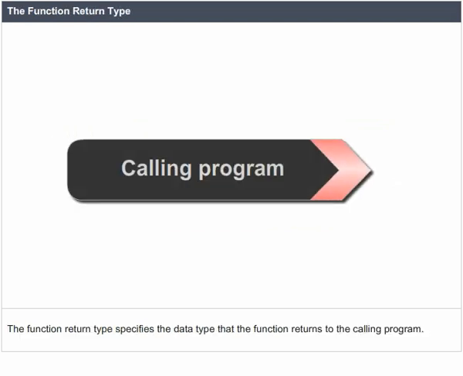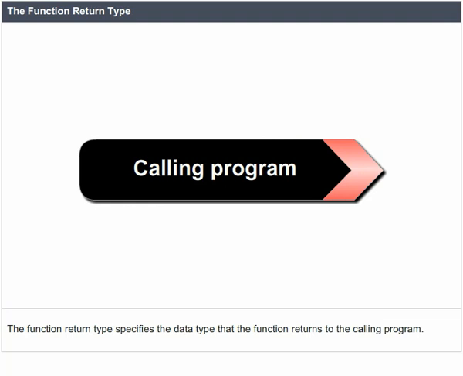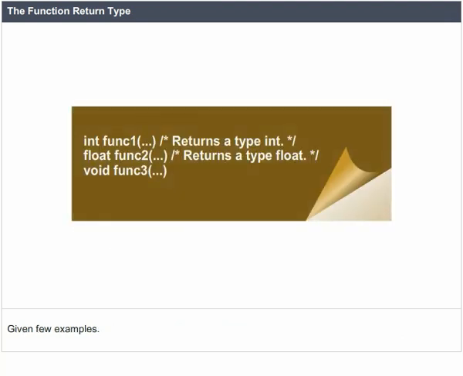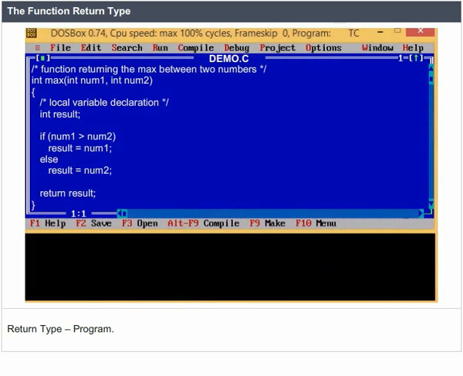The function return type. The function return type specifies the data type that the function returns to the calling program. The return type can be any of C's data types: char, int, long, float, or double. One can also define a function that does not return a value by using a return type of void. Give a few examples. Return type program.